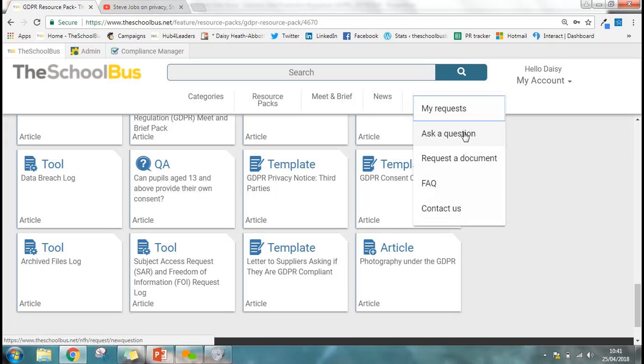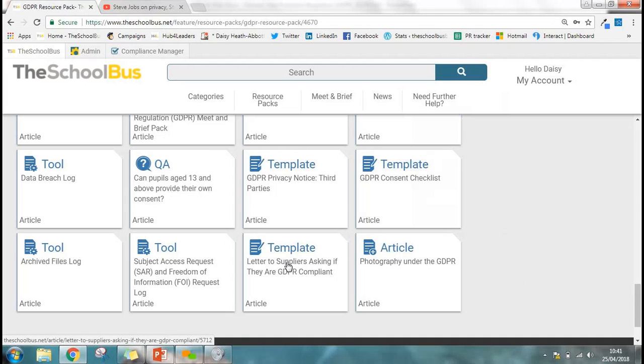We can make logs, trackers, privacy notices, letter templates. So this is quite a big one. I think it's one of our most downloaded at the minute. This is something that all schools should be doing. You should be sending out a letter, a data processing agreement, to all your third parties to make sure that they are also compliant. That's something we've been doing as a company.